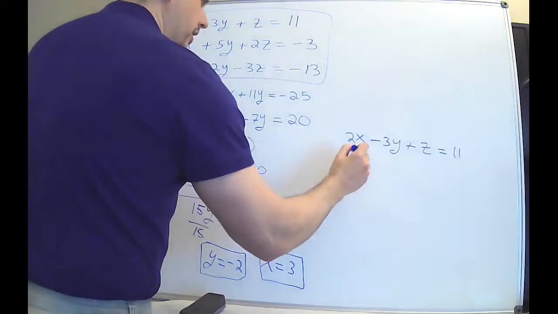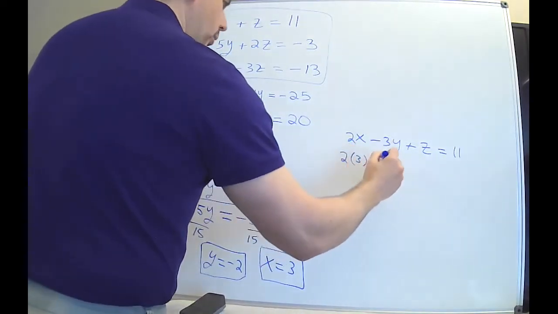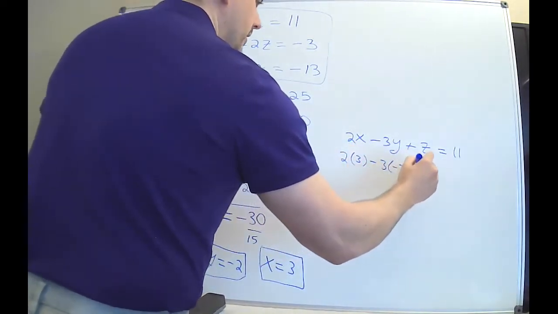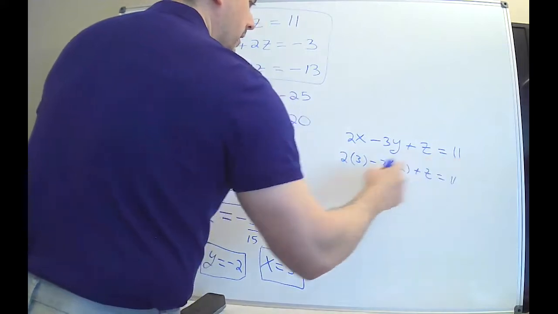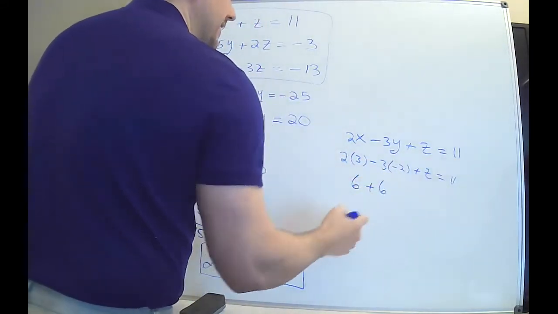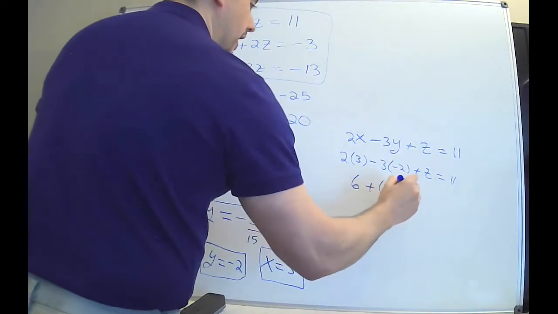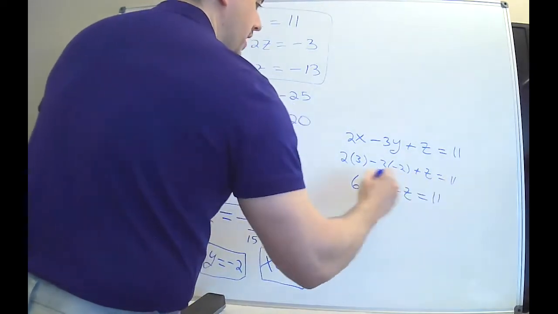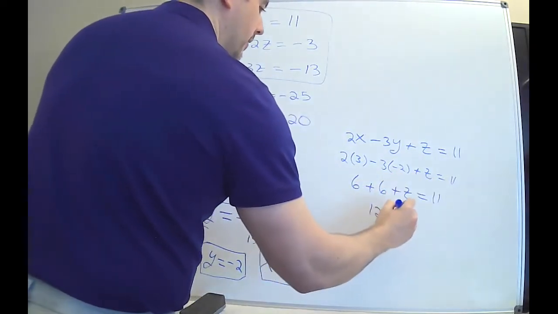So replace the x with a 3. Replace the y with a -2. Z is still hanging out there. 2 times 3 is 6. -3 times -2 is +6. This is where a lot of you screwed up. 6 plus 6 is 12.